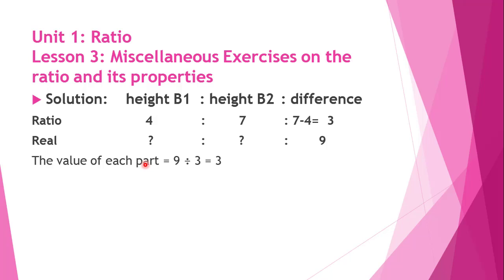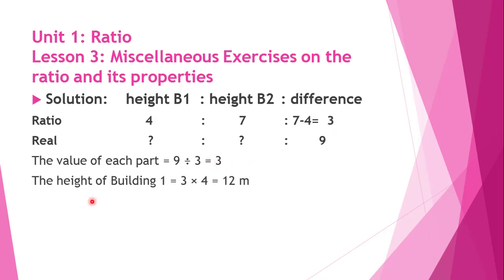How to calculate the value of each part? The real divided by ratio. Here we have 9 divided by 3. So the value of each part is 3. This number, if you multiply it by the ratio of building 1, you will get the real height of building 1. Then multiply 3 by the ratio of building 2 to get the real height of building 2. It's very easy. So the value of each part equals 9 over 3, which equals 3.